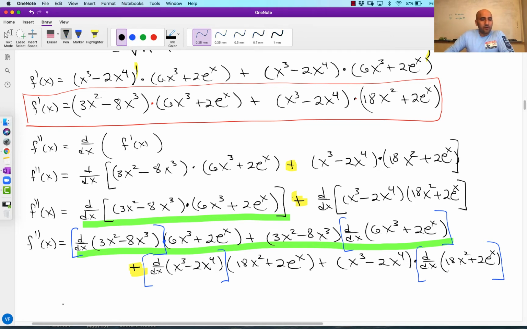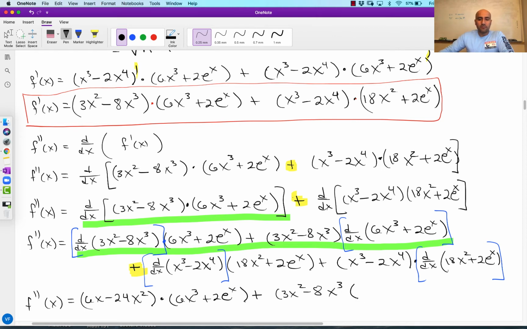Okay, but each one of these derivatives is not so bad. So let's expand this a little bit more. So this is going to be, okay, so the derivative of this one is just going to be equal to 6x to the first, so 6x, minus 24x squared, parentheses, times, leave this alone, so that'll be 6x cubed plus 2e to the x, plus, now leave this alone, that's going to be 3x squared minus 8x cubed, times, now the derivative of this is going to be 18x squared plus 2e to the x. Right? The derivative of e to the x is just e to the x.